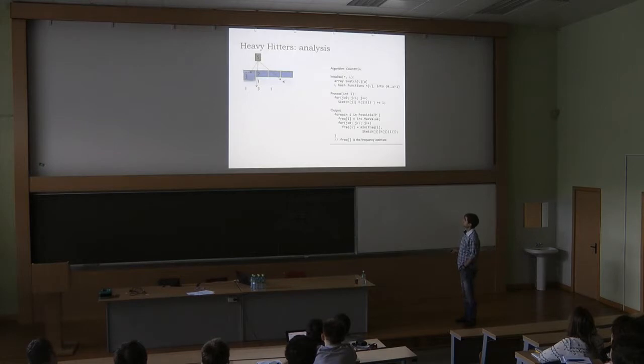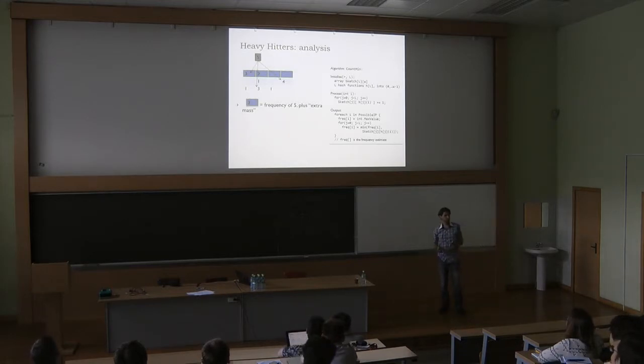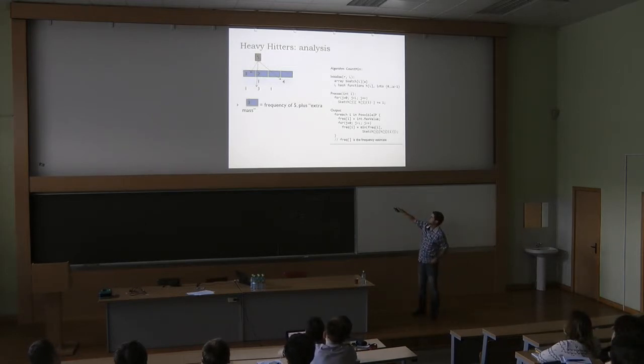Okay? So let's take one particular cell, and let's see what number we get in this cell. If element 5 maps into here, this means that this number has at least the real frequency of 5, plus some extra stuff.